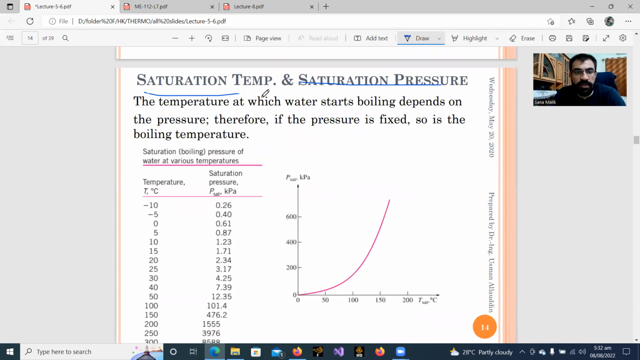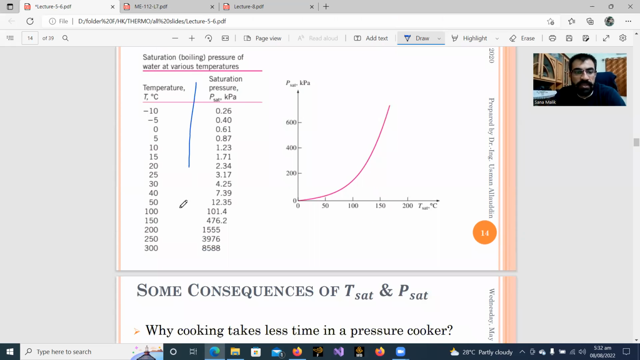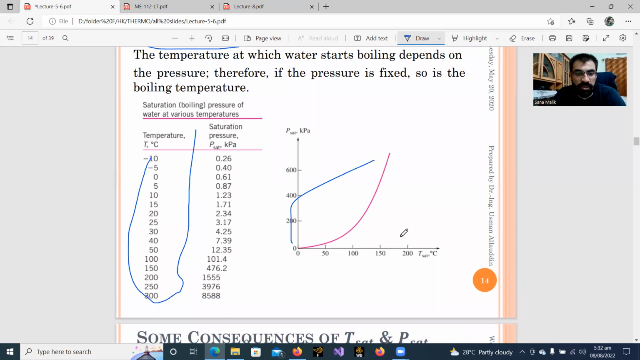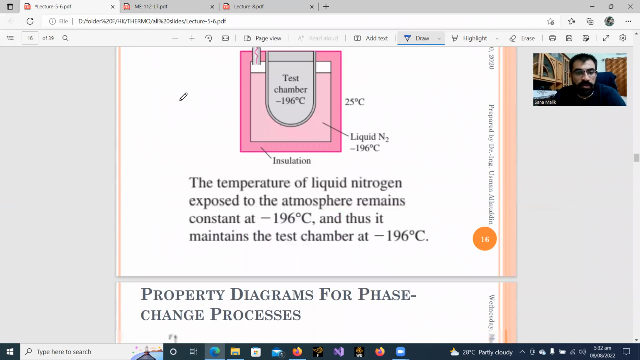The temperature at which water starts boiling depends on the pressure. Therefore, if the pressure is fixed, so is the boiling point. So here you can say if we increase the pressure, the boiling point of the water also increases.